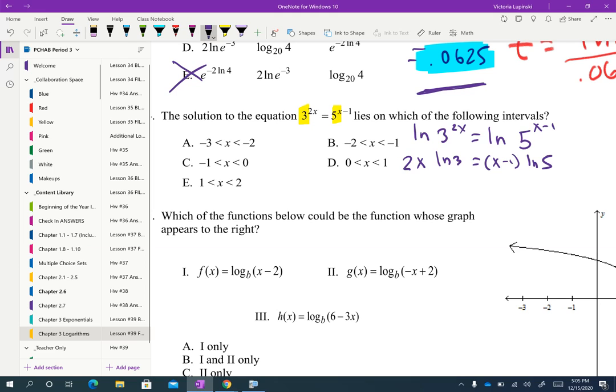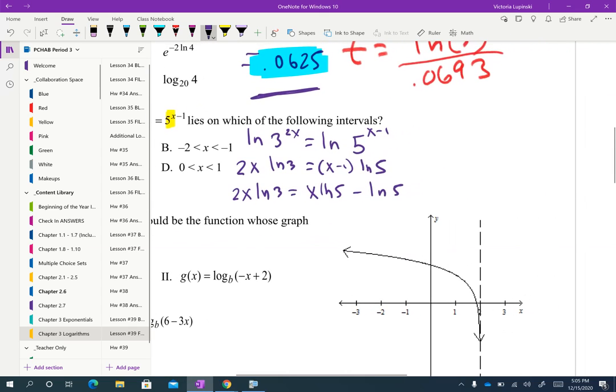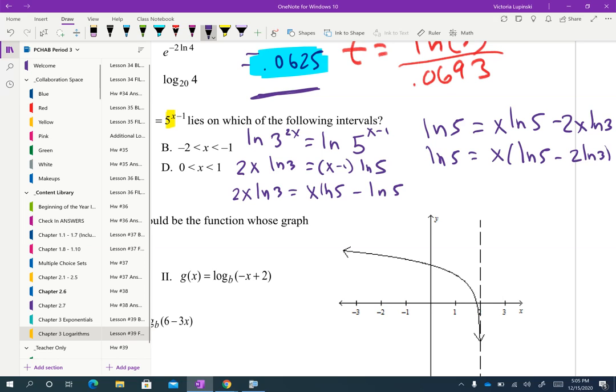On the right-hand side, you are going to distribute. So 2x ln 3 equals x ln 5 minus ln 5. You now have to put all the x's on the same side, so I'm going to put them all on the right side. I'm going to move the ln 5 to the left, which makes it positive, which means I'm going to get x ln 5 minus 2x ln 3.